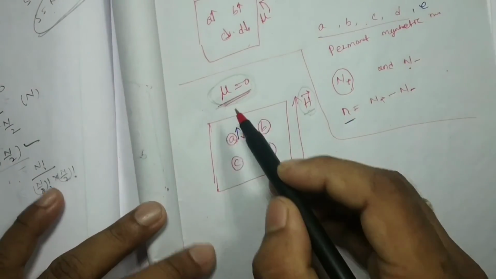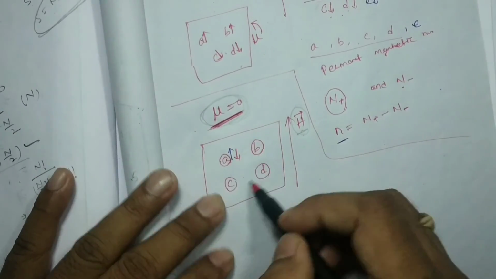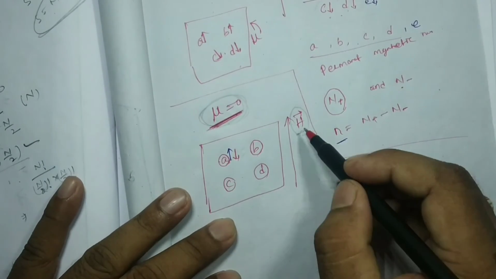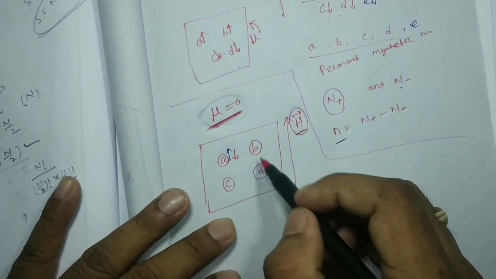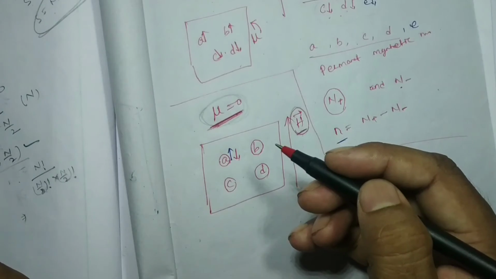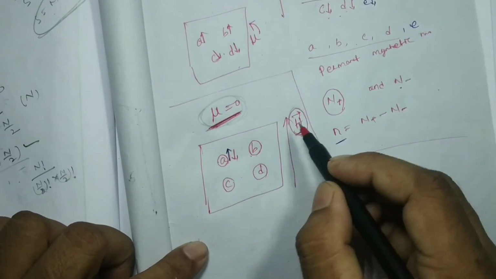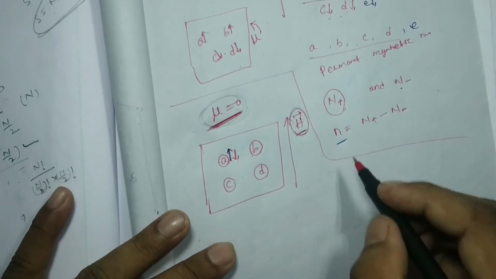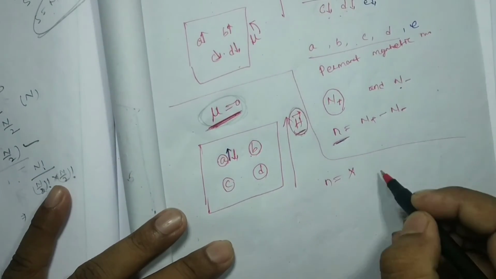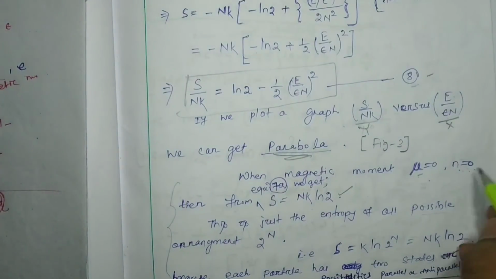That means if mu equal to 0, there is no magnetic moment present for each particle at that time. For that case, whenever we apply an external magnetic field, each and every particle is going to be magnetized, and the induced magnetic moment may be parallel or anti-parallel with the applied magnetic field. At that point, small n could not be defined, so small n will be equal to 0 for this case, and from equation number 7a we found this one.